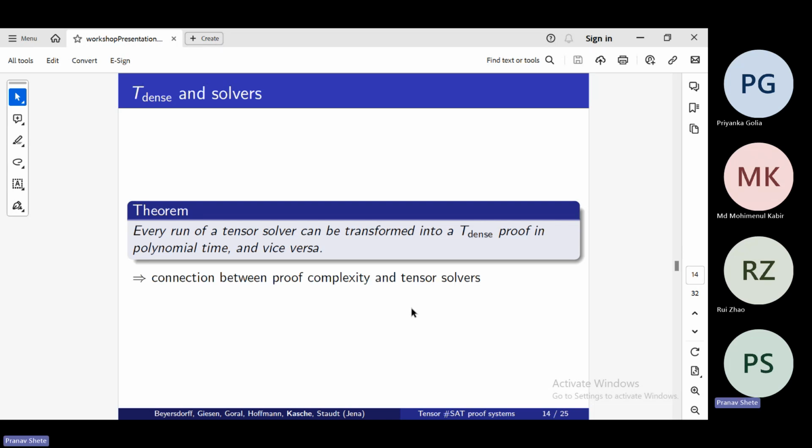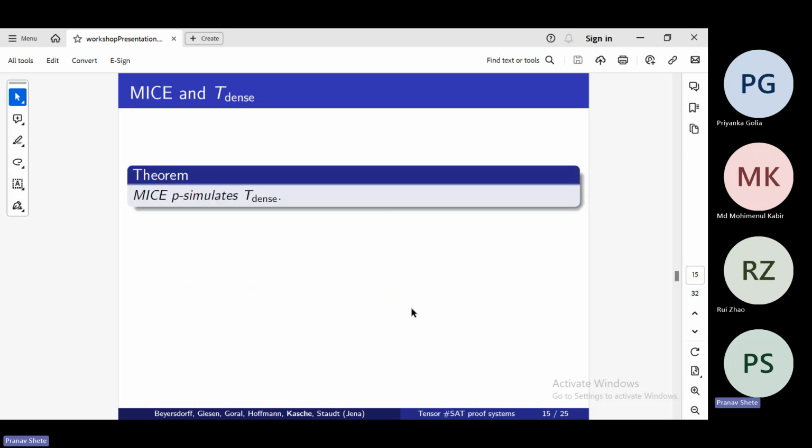And now we can use all the techniques of proof complexity to talk about the solver. So, for example, we can ask about simulations. And we found out that the MICE proof system simulates T-dense. So it's at least as strong. The T-dense proof system is as strong or weak as it will later turn out.